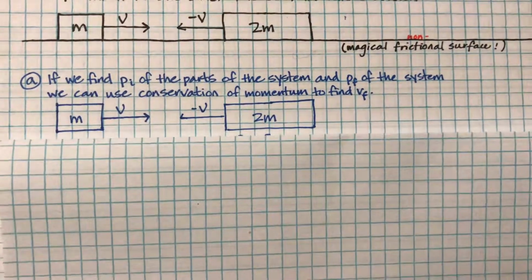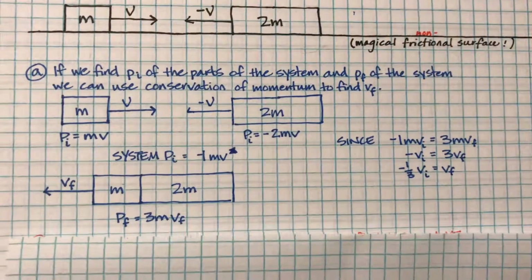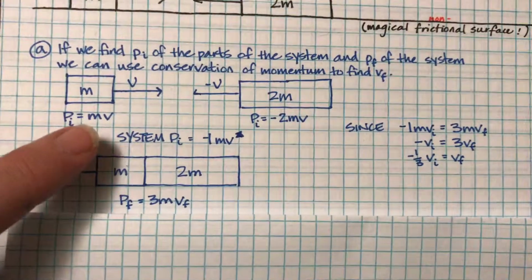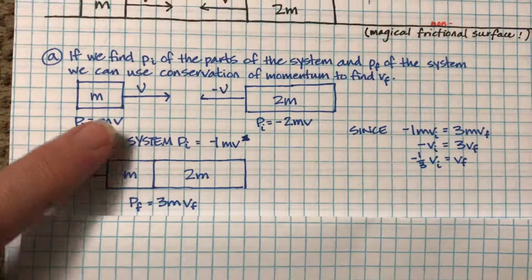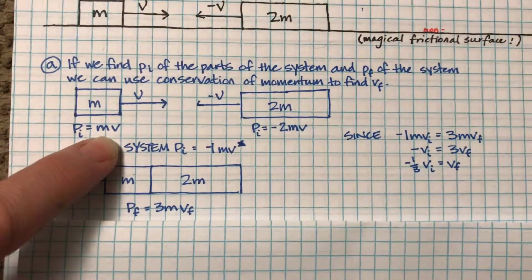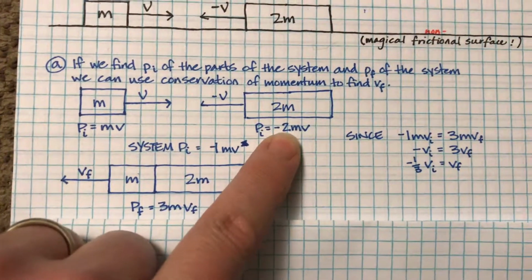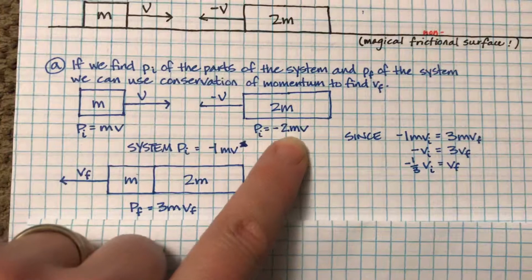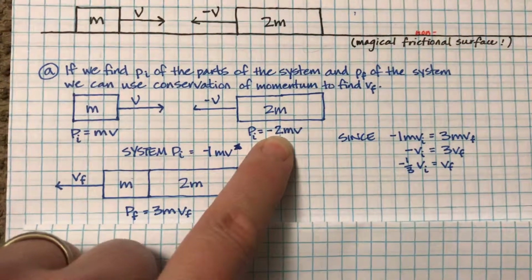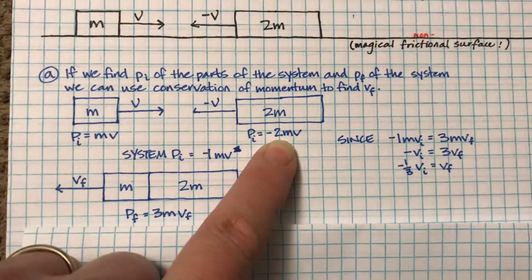So the first thing I did was redraw this just so I'd know what I was looking at. Let's see. I'll go down about that far. So we know that momentum is mass times velocity. So the initial momentum of the little block is p equals mv. The initial momentum of the bigger block is minus 2mv. The negative is from this vector quantity, and the 2 is because it's twice as massive as the first block.